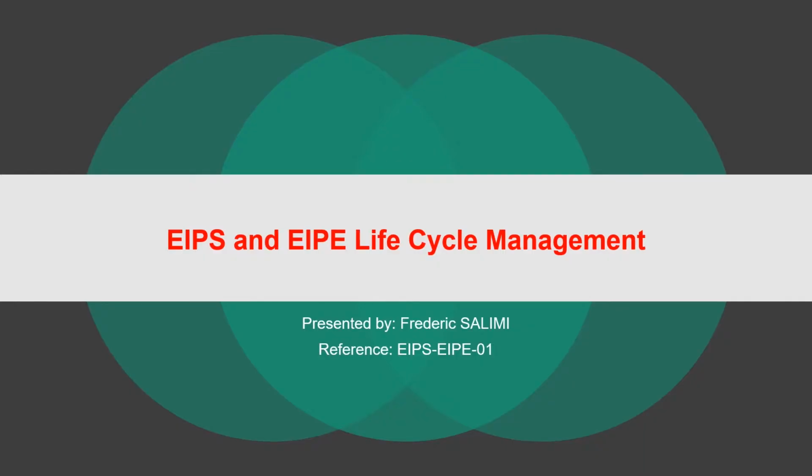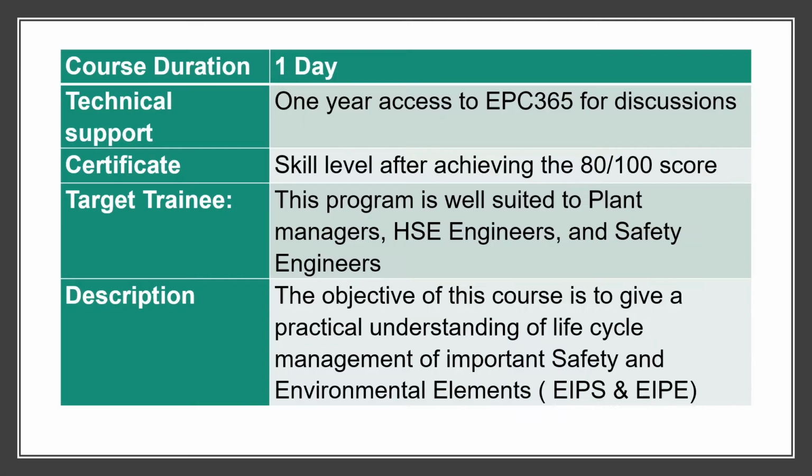Today, we would like to show you how we manage safety critical elements for the whole life cycle of a project. This course takes 1 day. We will give you access to EPC 365 for discussion with your trainer for 1 year. After a successful exam and a score of 80/100, you will get a certificate of the Academy.